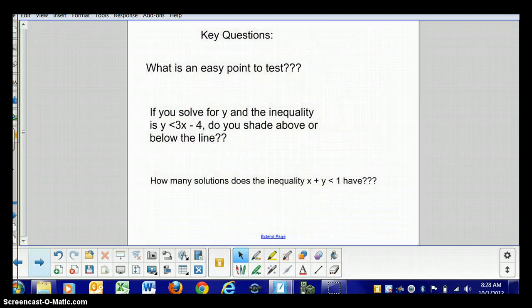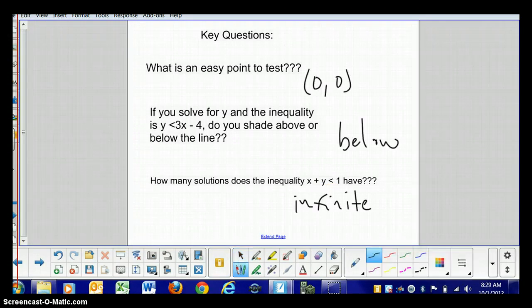Key question. What is an easy point to test? Pause now and write it down. If you solve for y and the inequality is y is less than 3x minus 4, do you shade above or below the line? You could test a point. And how many solutions does the inequality x plus y is less than 1 have? Well, it's an inequality. That should give you a clue. Okay, let's see how you did. Alright, 0, 0, below the line, and infinite.